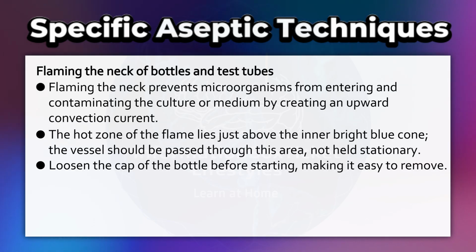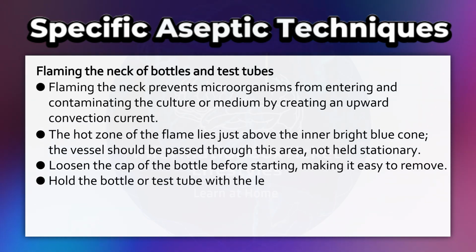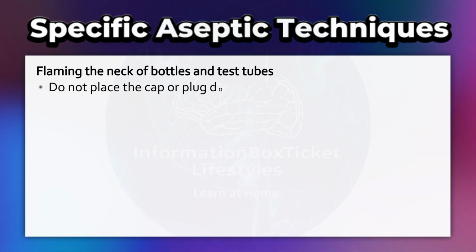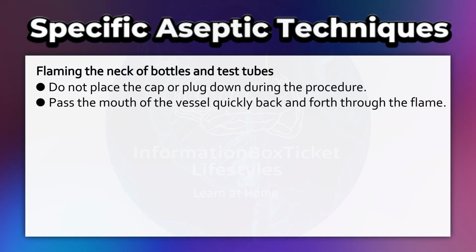Loosen the cap of the bottle before starting, making it easy to remove. Hold the bottle or test tube with the left hand. Use the little finger of your right hand to remove the cap or cotton wool plug by turning the bottle, not the cap. Do not place the cap or plug down during the procedure. Pass the mouth of the vessel quickly back and forth through the flame.